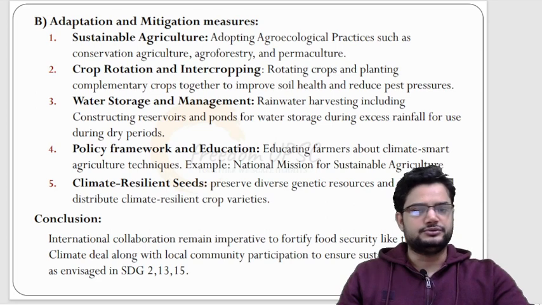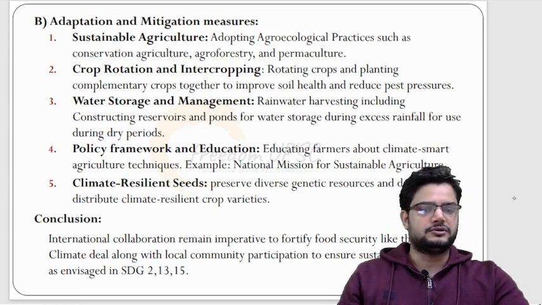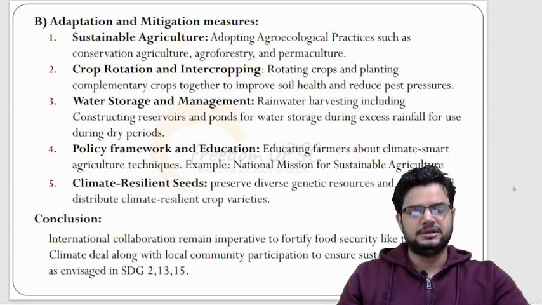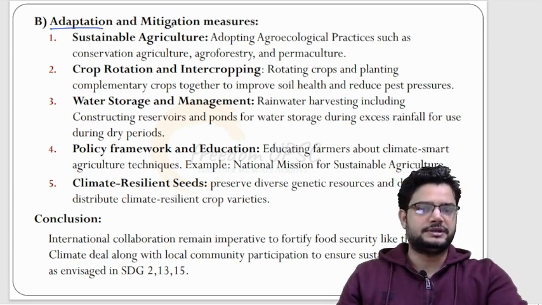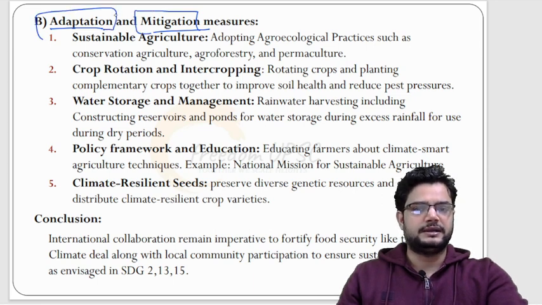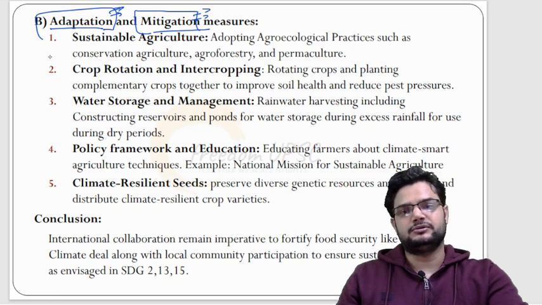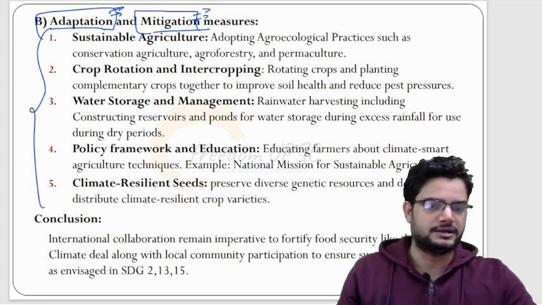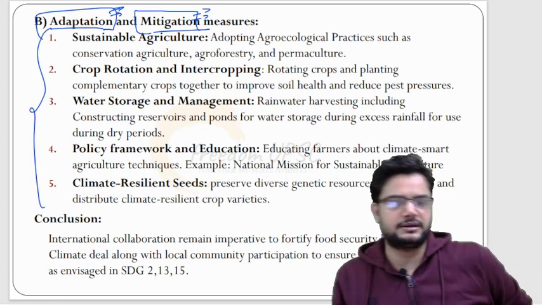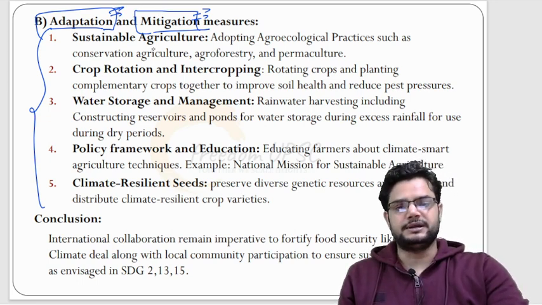Now coming to solutions. What are the measures that we can take in order to resolve this particular crisis of climate change? There can be two measures, adaptation and mitigation measures. You can give them separately, like adaptation 4 points and mitigation 4 points, but I have included them in one because it is a 10 marker. If it is a 15 marker, we should have tackled these two parts separately.